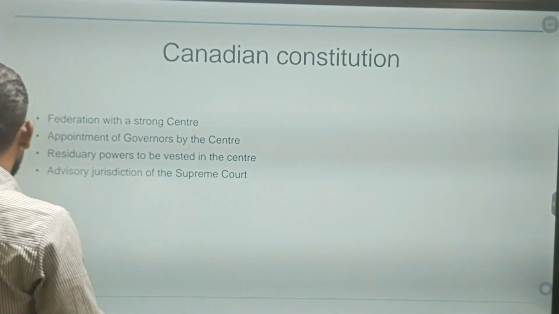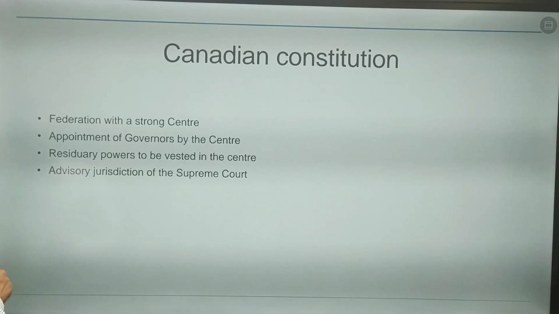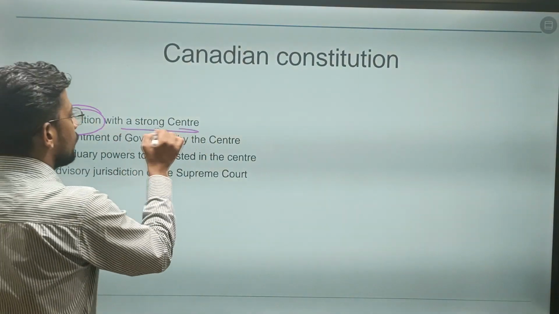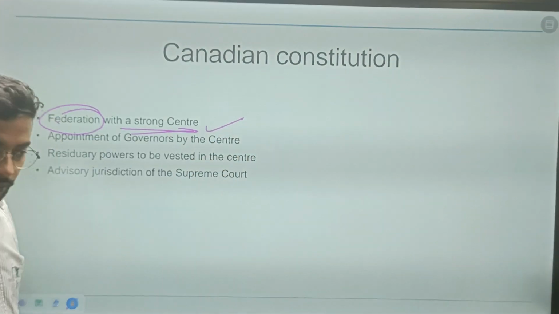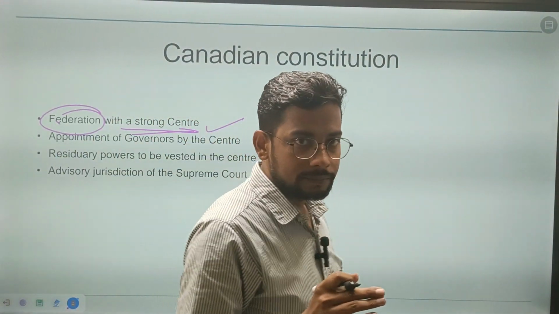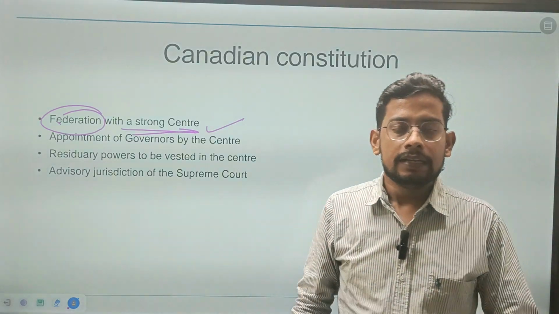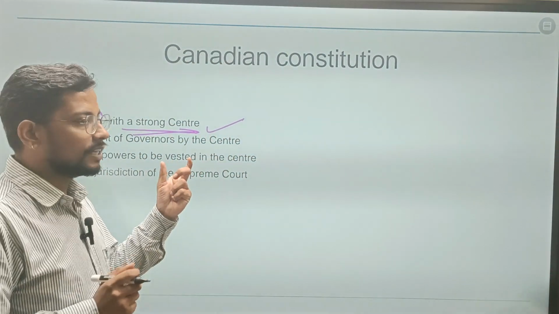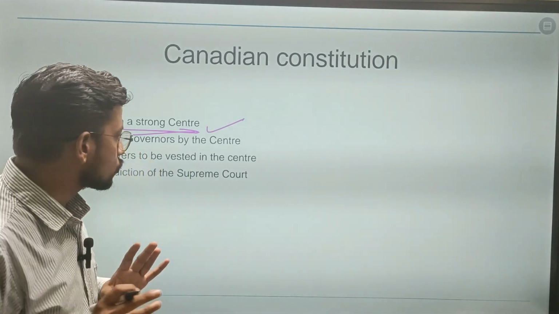Next is Canadian Constitution. So from Canadian Constitution we have taken several features like federation, in which center will be having more power. In Indian Constitution we are having a federal system, but in our federal system central government is having more powers than the state. So this provision we have taken from the Canadian Constitution.